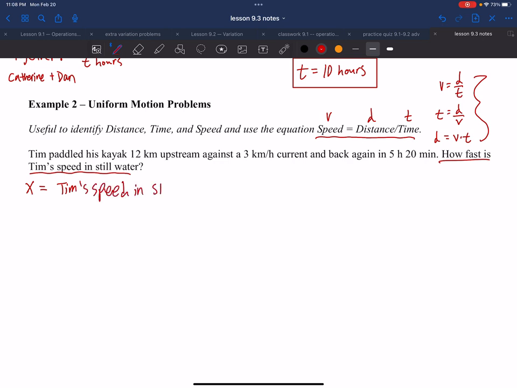in still water. And if you're not sure what that means, here's what's happening. Tim's in a river. Here's Tim. He says, hi. And he's paddling along this river. Now, look, he's paddling upstream, so the current is pushing against him as he goes upstream.